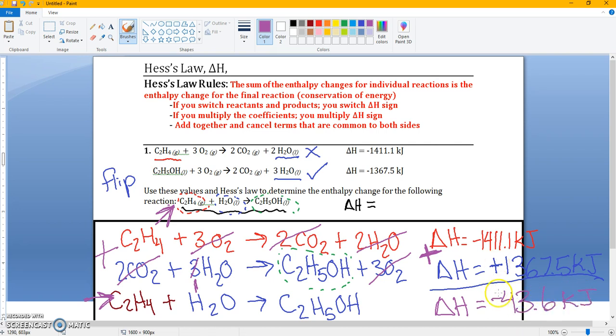kilojoules of energy. So up here, use the values and Hess's law to determine the enthalpy change for this reaction. The enthalpy change for this reaction is negative 43.6 kilojoules. And I calculated that by using a system of equations of other reactions and their enthalpy in order to solve for the new enthalpy of a new equation.